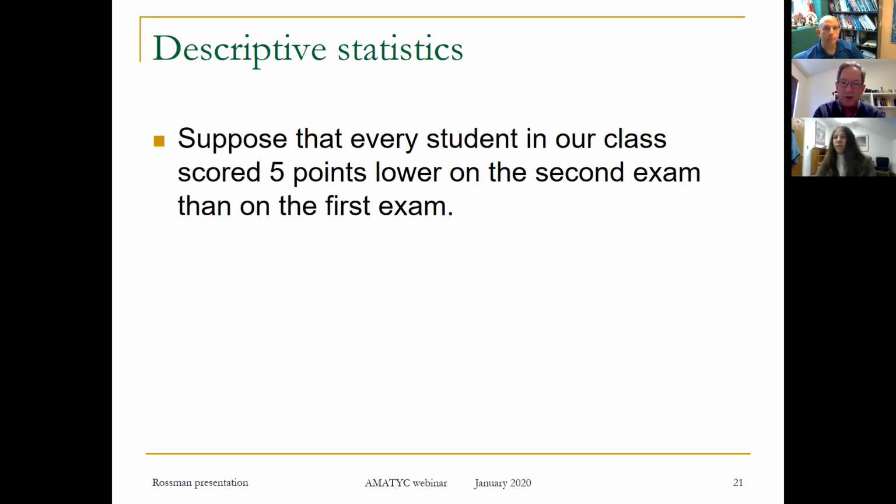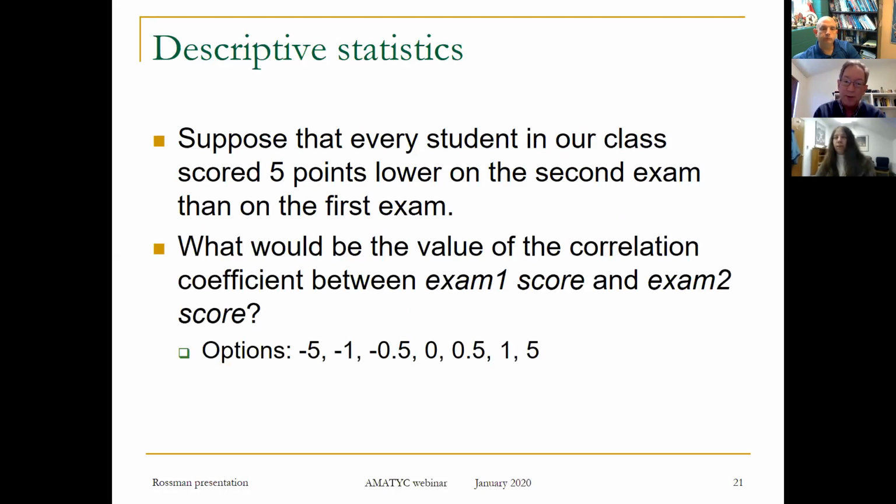A couple more, at least one more on descriptive statistics. Suppose every student in our class scores 5 points lower on the second exam than on the first exam. The question is, what would be the value of the correlation coefficient between exam 1 score and exam 2 score? I used to offer this as a free response question. Lately, I've made it multiple choice with these options. And of course, I get very discouraged when a student picks -5 as the answer, since a correlation coefficient has to be between -1 and +1. I think the most common answer I get is -1.